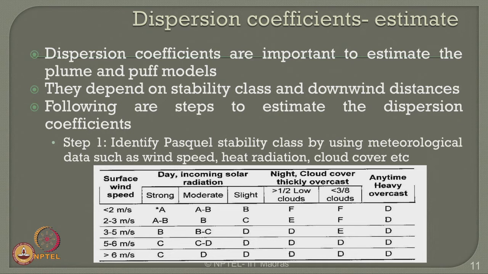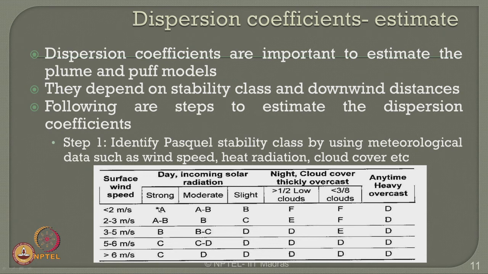One can identify the Pasquill stability class by using meteorological data such as wind speed, solar radiation and cloud cover. Now you can see here that for surface wind speed varying from 2 meters per second to more than 6 meters per second, I have the Pasquill stability class varying from A to F, nomenclated as A, B, C, D, E, F, depending upon the dispersion for different day incoming solar radiation and night cloud cover, or alternatively at any time during heavy overcast.